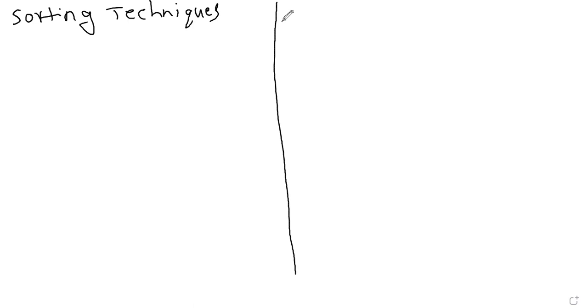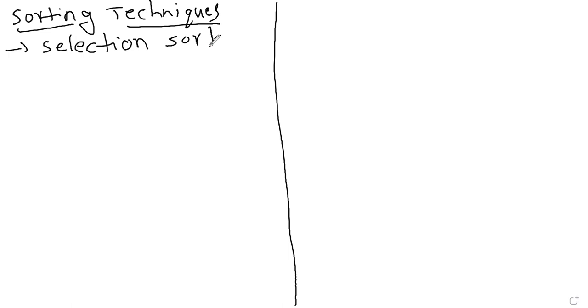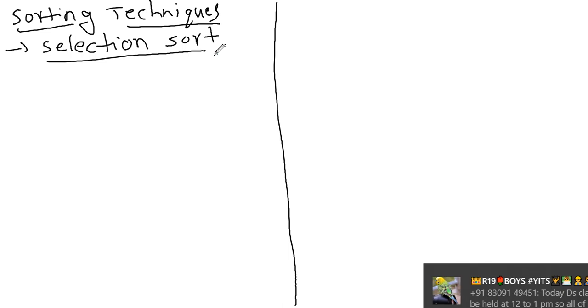So we will see the sorting techniques now. Now we will see what is a selection sort. Selection sort is a technique to arrange the elements in an order. So let me say one example here.